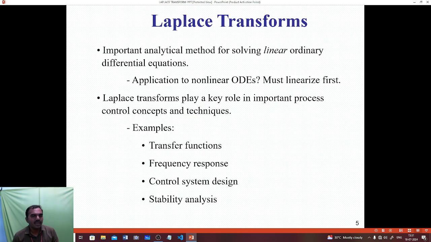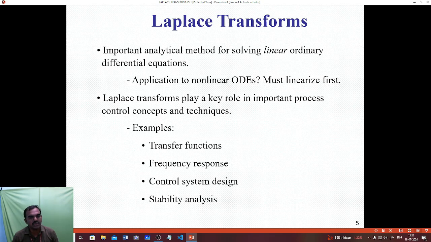Okay. So what is the basic concept of Laplace transforms? It is an important analytic method for solving a linear ordinary differential equation. We are familiar with the differential equation, which contains a differential operator. An ordinary differential equation is a differential equation involving a single independent variable. And for linear, the power value is 1. So that is called a linear ordinary differential equation.